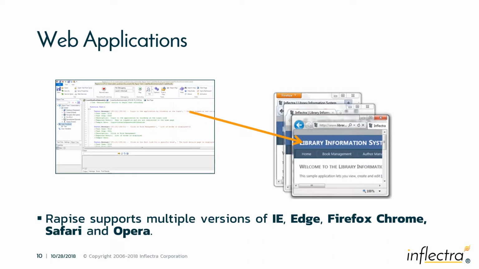Specifically for web applications, Rapise supports most browsers you'll encounter, various versions of IE, Edge, Firefox, Chrome, Safari, and even Opera. So you can automate tasks that may require different browsers. For example, you may have a legacy payroll application that requires IE6. You may have a newer application that only works in modern browsers. You can load data in from one and read it from the other.